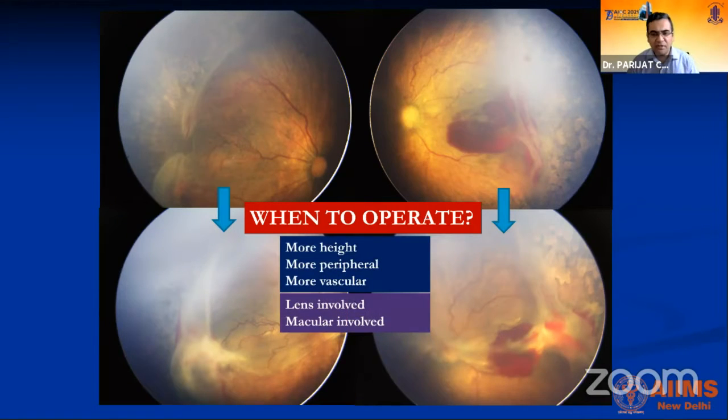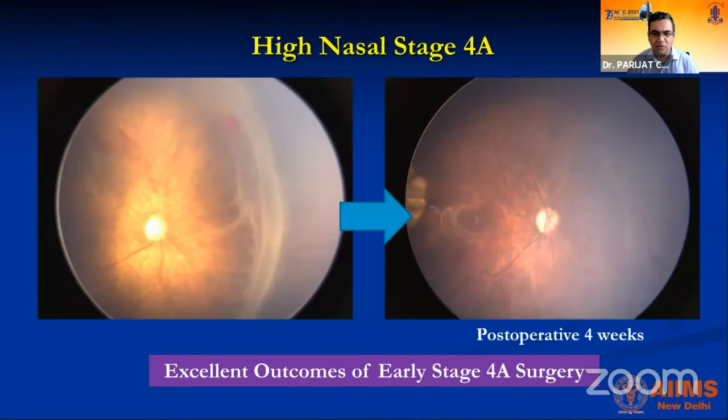So you would appreciate that if you delay surgery, the retina is going to pick up more height and become more peripheral. This makes instrument access difficult, making it more difficult to relieve the traction. Moreover, the TRD is going to become more vascular. There'll be more chance of bleeds, post-op bleeds and complications. If the lens gets involved, there's a high chance you won't be able to do a lens sparing vitrectomy. If the macula gets involved, then obviously there will be a macular pucker and the vision will not be restored as much as you would like.